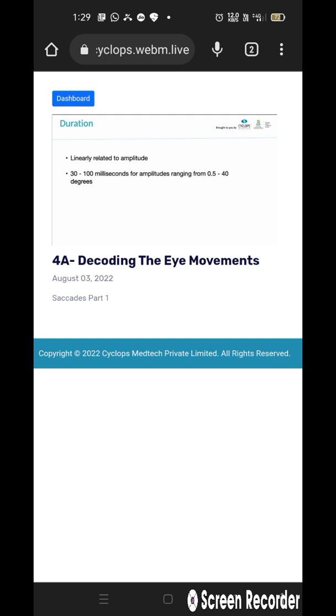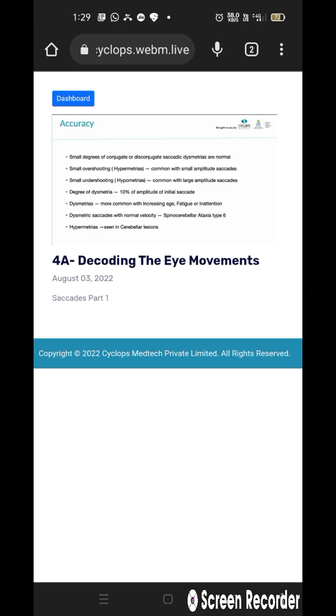Coming on to the duration of saccades, the duration is linearly related to the amplitude. If the amplitude is more, the duration will be more. So 30 to 100 milliseconds for amplitudes ranging from 0.5 to 40 degrees. Next is the accuracy, saccadic accuracy.